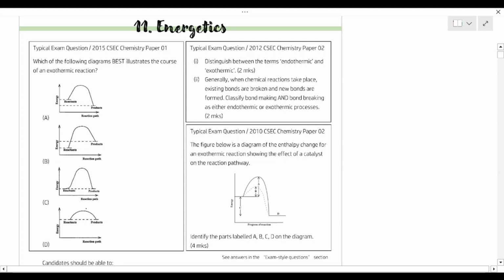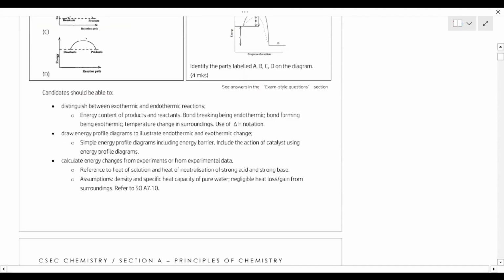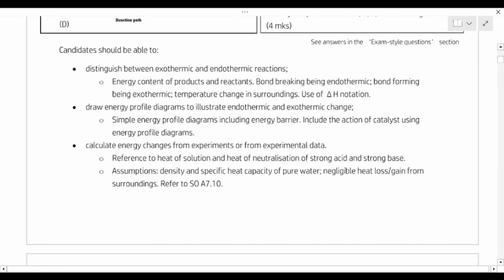These are your typical exam questions. You should be able to distinguish between exothermic and endothermic reactions, draw energy profile diagrams to illustrate endothermic and exothermic change, and calculate energy changes from experiments or from experimental data.